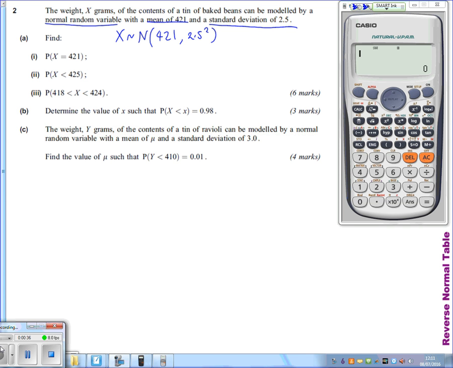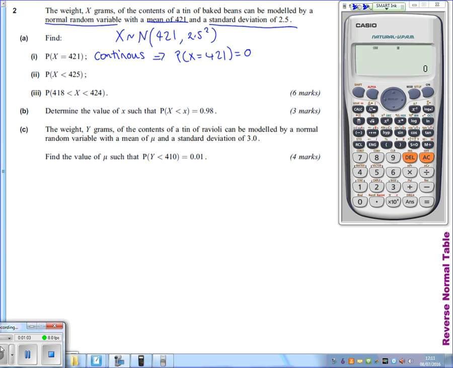So the first part, I need to find the probability x is equal to this value 421. So the normal distribution is a continuous distribution. So that means that the probability of being any particular one value is so small that we can say it's equal to 0. So the probability that x is equal to the exact value of 421 is equal to 0.